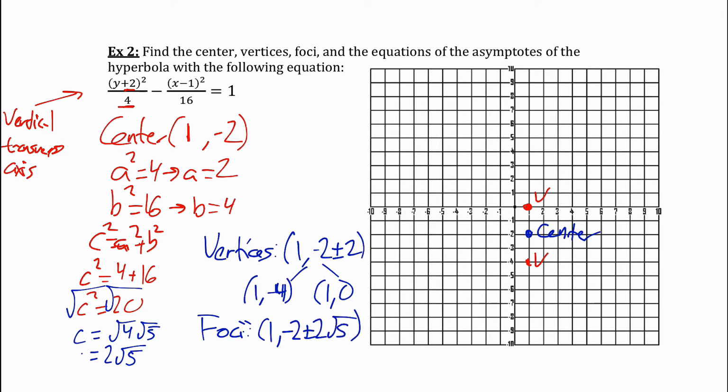Folks, you can just type that into a calculator. You're going to get 2 points. Let me just write out what we're doing first. We have 1 comma -2 minus 2 square roots of 5, and the other one's going to be 1 comma -2 plus 2 square roots of 5.